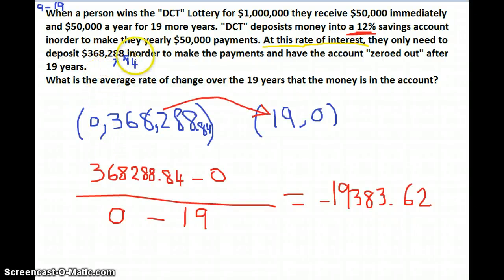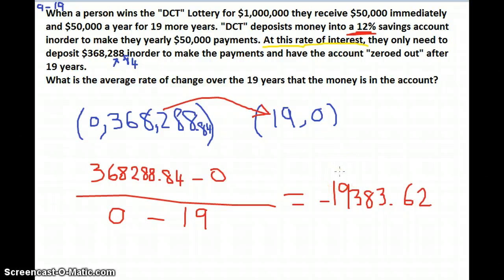So I'm depositing this, and the account will be zeroed out after 19 years. So at year 0, I'm really depositing that much, 368,288.84, whatever that is. And then at year 19, I'm getting 0 money because they gave me that. So before even looking at the table, which you'll find those 2 points given in the table, you can figure out those 2 points from that line right there on top.